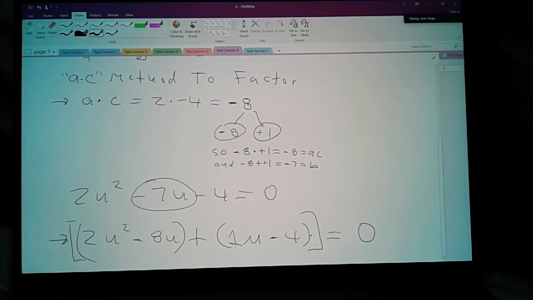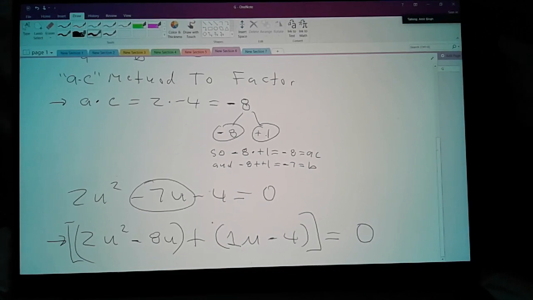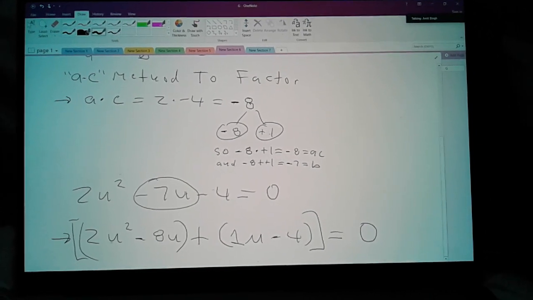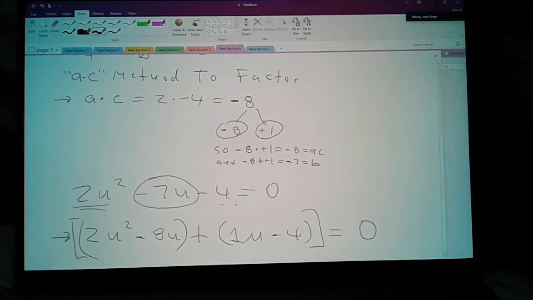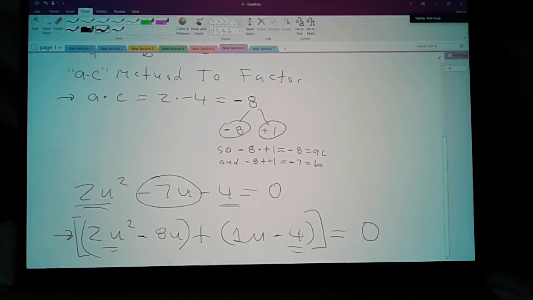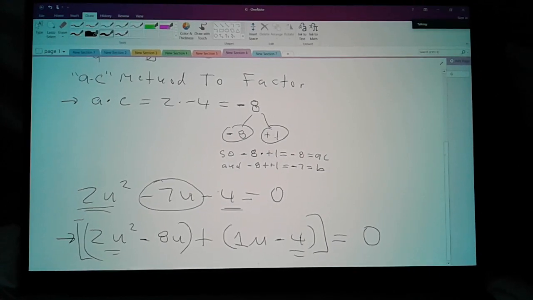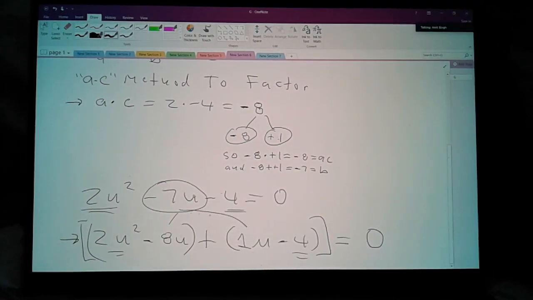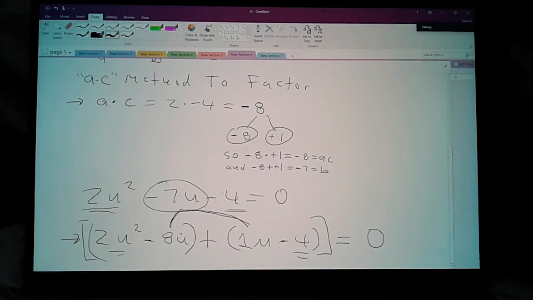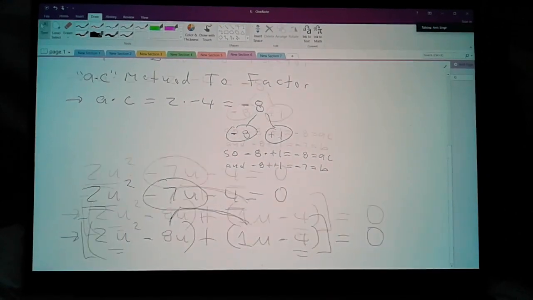Now we're using the grouping method. Negative 8 plus 1 is negative 7. And then we still have our 2u squared and our negative 4 that hasn't gone anywhere. That's still the same. I'm just rewriting the middle term. This is like the middle term here. If I add those up, I get the negative 7u.